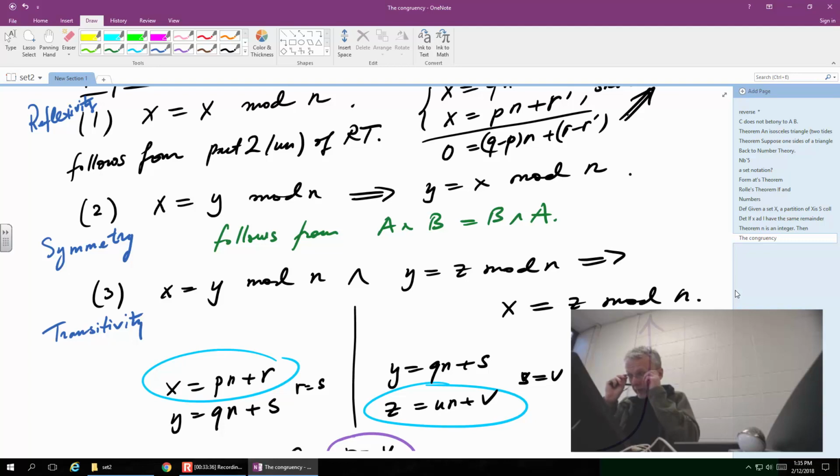For example, when these properties are not satisfied: instead of x equal to y, how about x is larger than y? You see the problem? Well, how about larger than or equal to?